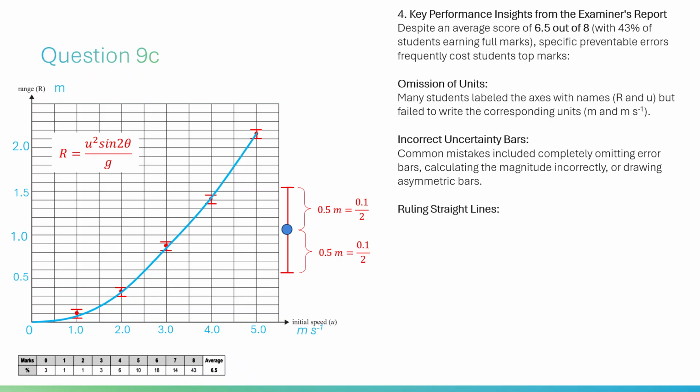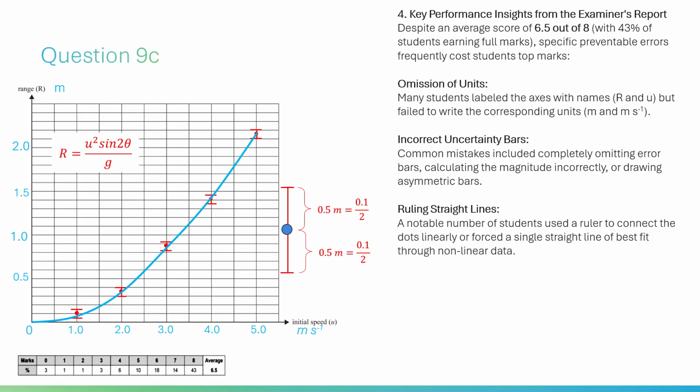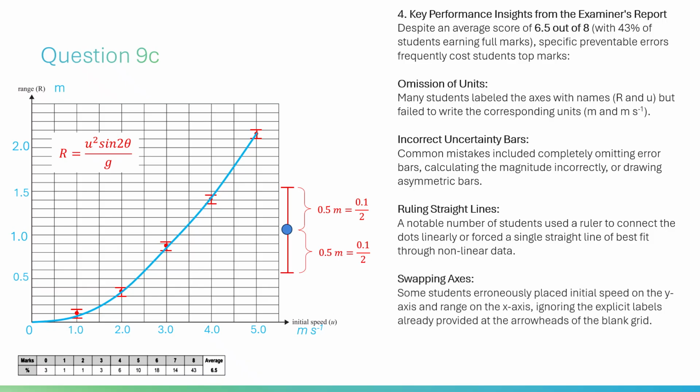Ruling straight lines: a notable number of students used a ruler to connect the dots linearly or forced a single straight line of best fit through nonlinear data. Swapping axes: some students erroneously placed initial speed on the y-axis and range on the x-axis, ignoring the explicit labels already provided at the arrowheads of the blank grid. This underscores the need for students to reliably link independent variables to the horizontal axis.